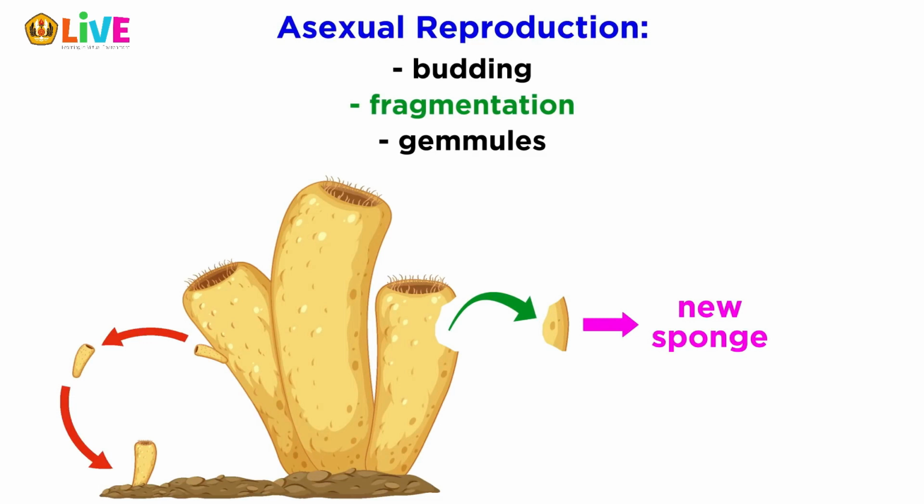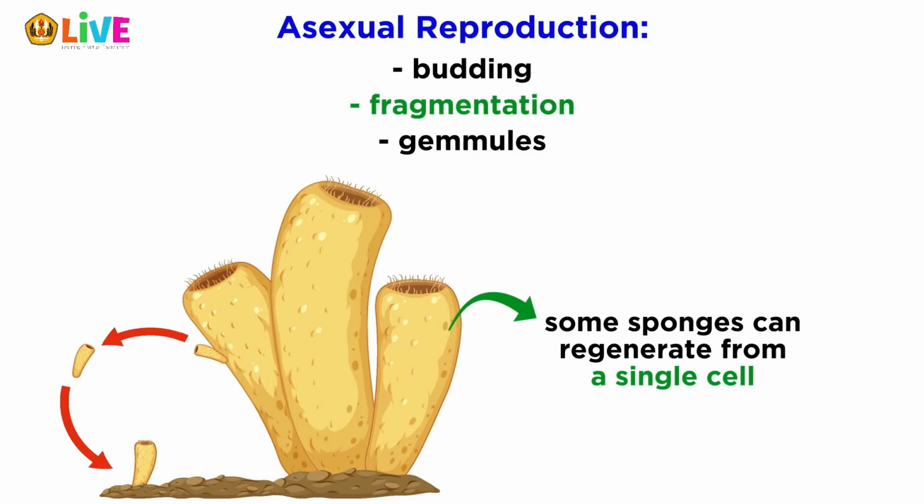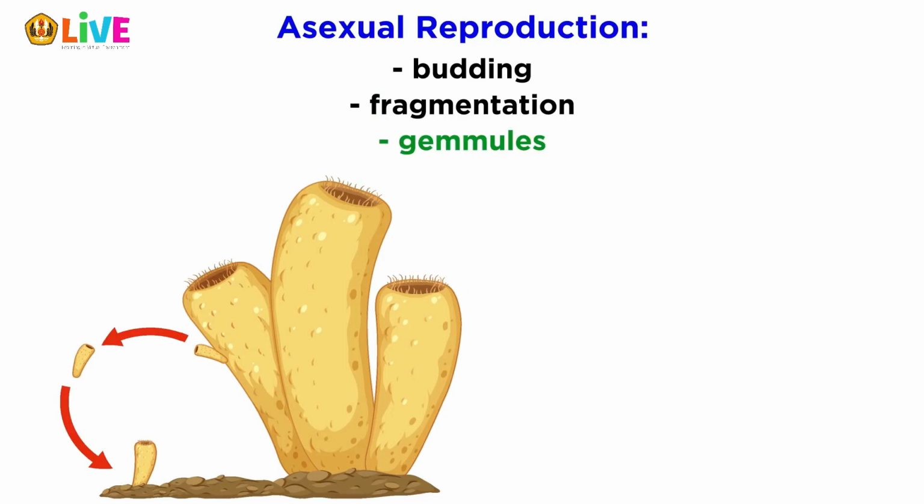Fragmentation is when a sponge regenerates from fragments that are broken off, although this only works if the fragments include the right types of cells, like the totipotent amoebocytes. It's true that some sponges can completely regenerate from a single cell, but it must be the right cell. Not all sponge cells, and not all sponge species, can do this. The third method of asexual reproduction is through gemmules.